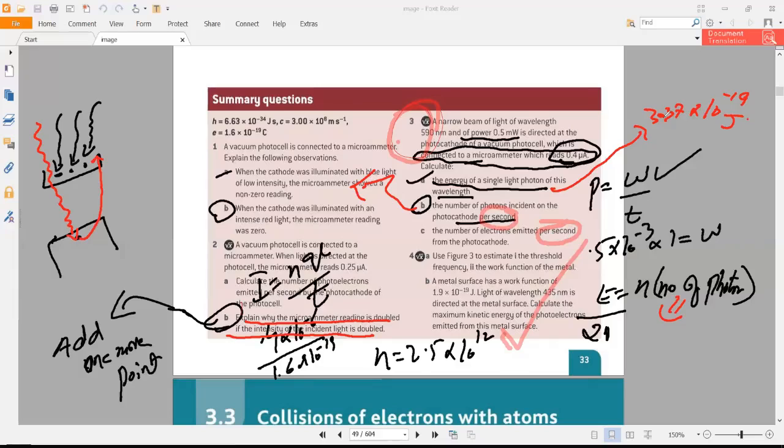Okay. So the number of photons will be 0.5 times 10 to the power minus 3 divided by the answer. That is 1.48 times 10 to the power 15. Yeah, that's right. So some photons are absorbed by valence band electrons. That's why we get a smaller number of electrons here.